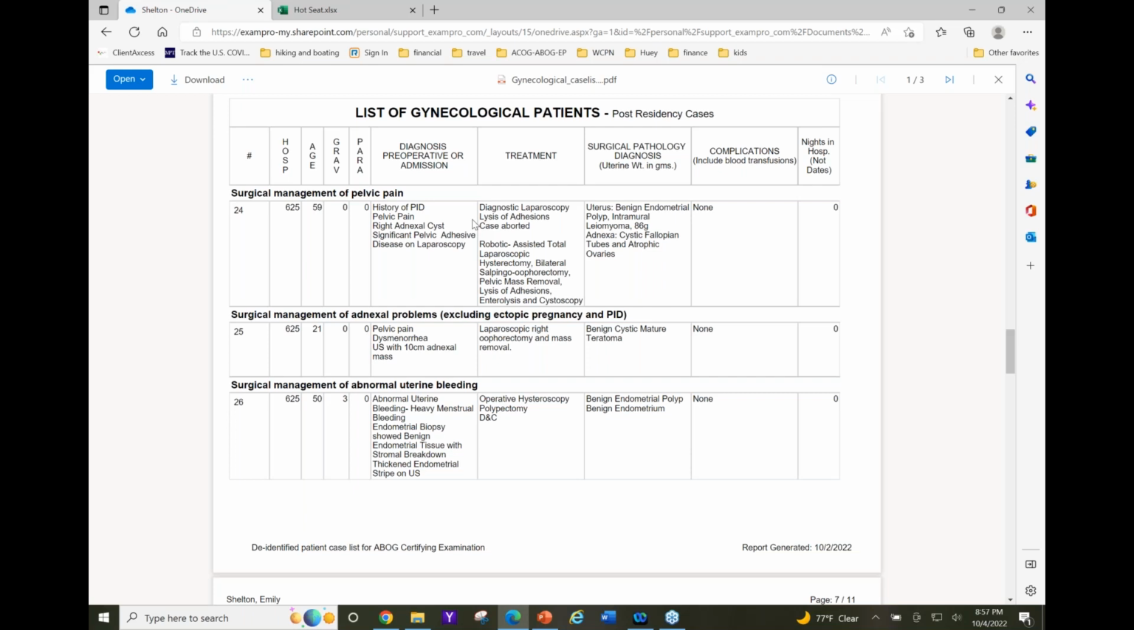Okay. Now she's 59 and she has a symptomatic right adnexal cyst. How big was the cyst on the initial imaging? 7 centimeters. So was there any concern in your mind about the possibility of this being an ovarian cancer?